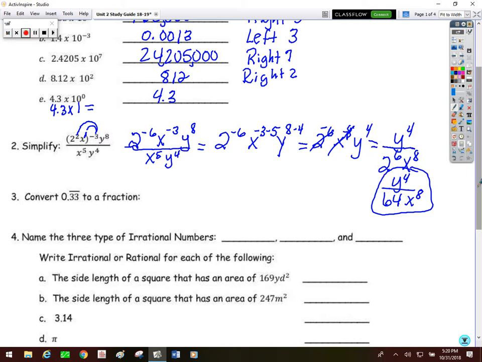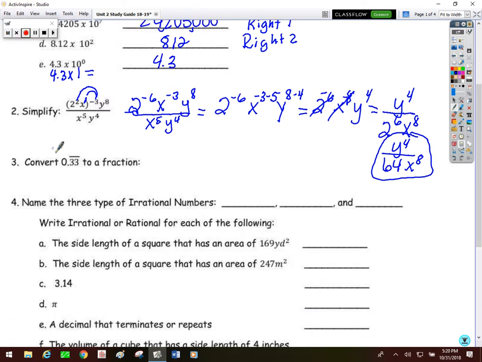All right, now converting this repeating decimal. Remember, guys, this is not 33. This is actually 0.333, and it keeps going on and on and on. Okay, so don't be tempted to say just because there's 2 numbers here that you're going to put it over 100. Okay, now I know for a fact that you're going to say, well, it still equals the same thing.